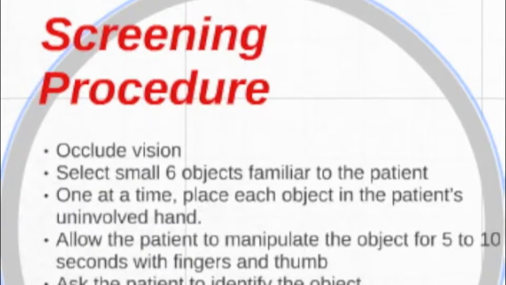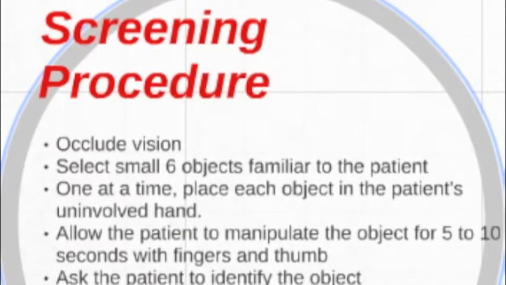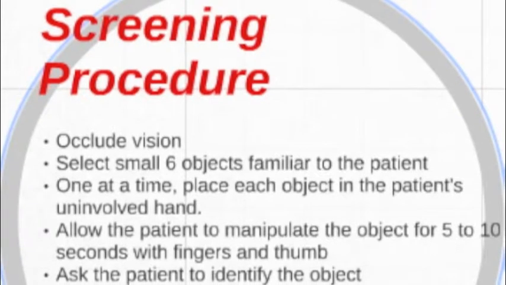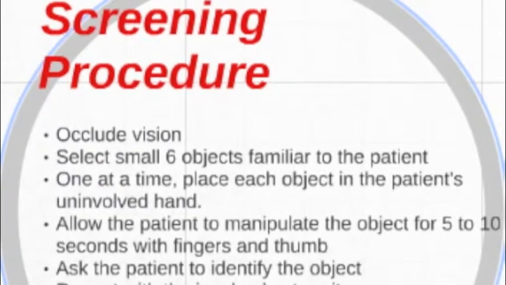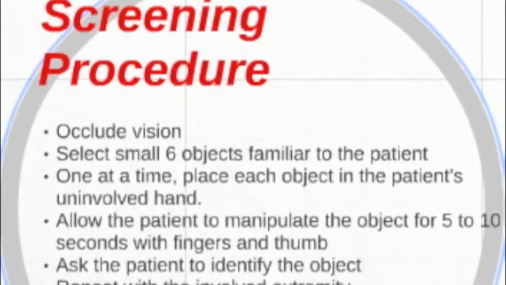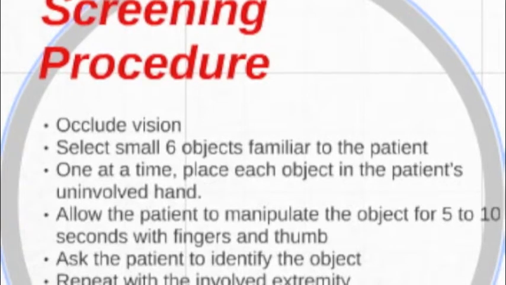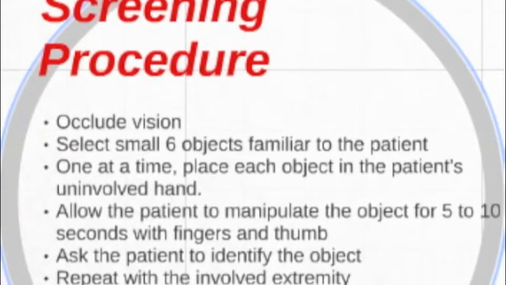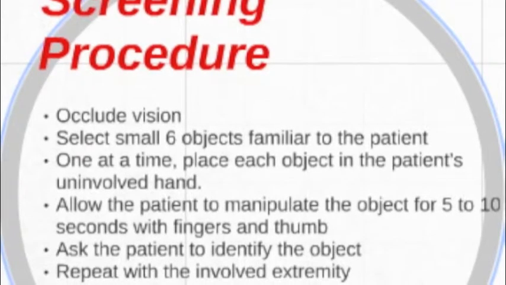Screening for problems with stereognosis is fairly simple. The patient needs their vision occluded. In the video that we'll show shortly, this is done simply with a blindfold. And then 6 small objects need to be available that are familiar to the patient. If at all possible, this can be done at the patient's home using objects from the home. This would work best since they would be most familiar with those.